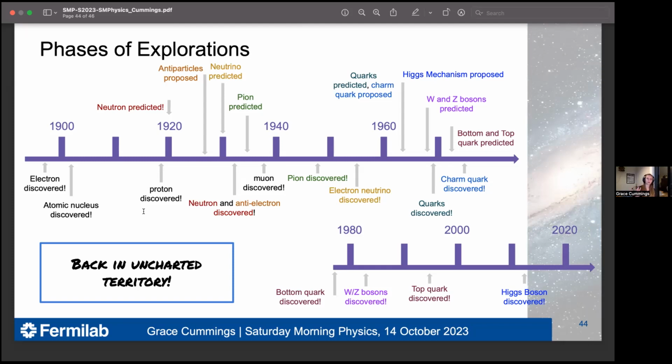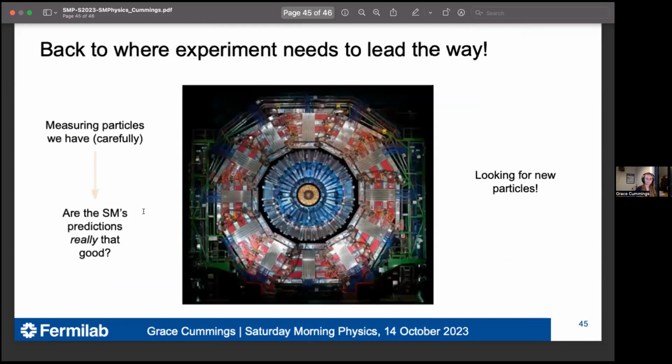We still have those open questions. What is the standard model's relationship to gravity? What is the standard model's relationship to dark matter? These are still open questions that we don't have good answers to, and we also don't really have a good idea of where to look. So we're really back into the Wild West regime again. So we're back where experiment needs to lead the way.